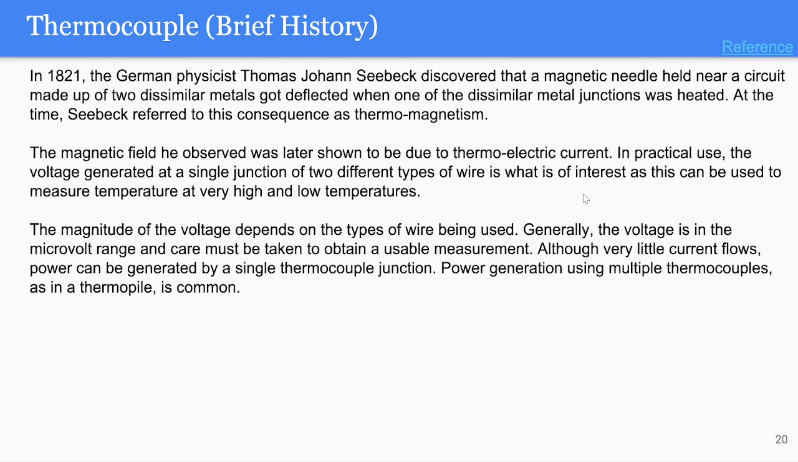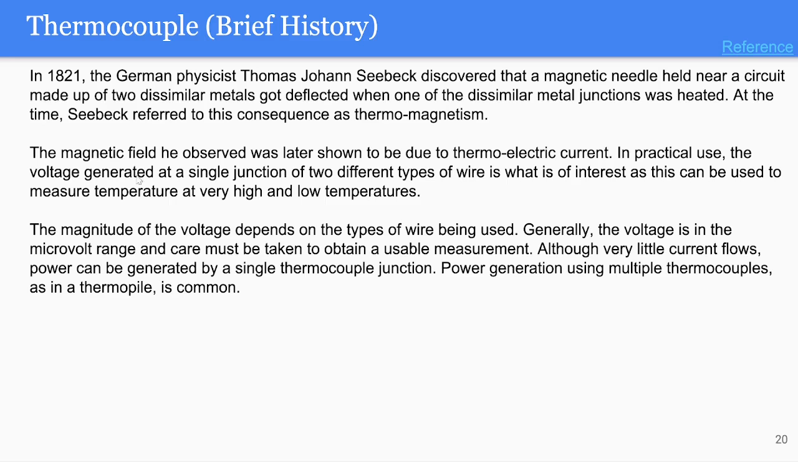So let's move on. A thermocouple's brief history. In 1821, the German physicist Thomas Johann Seebeck discovered that a magnetic needle held near a circuit made up of two dissimilar metals got deflected when one of the dissimilar metal junctions was heated. At the time, Seebeck referred to this observation as thermomagnetism, but later the magnetic field he observed was shown to be due to thermoelectric current.